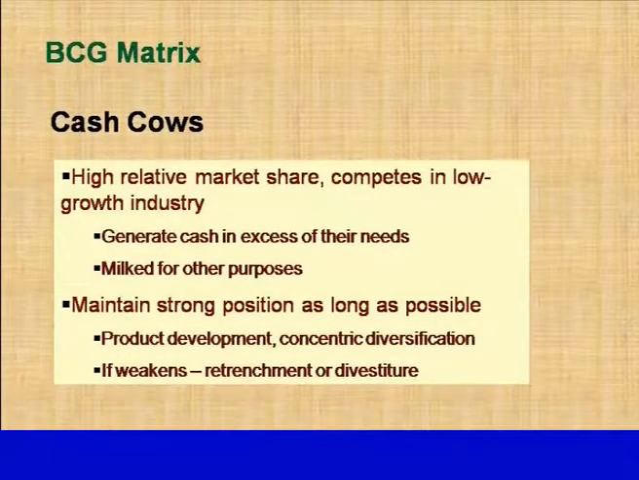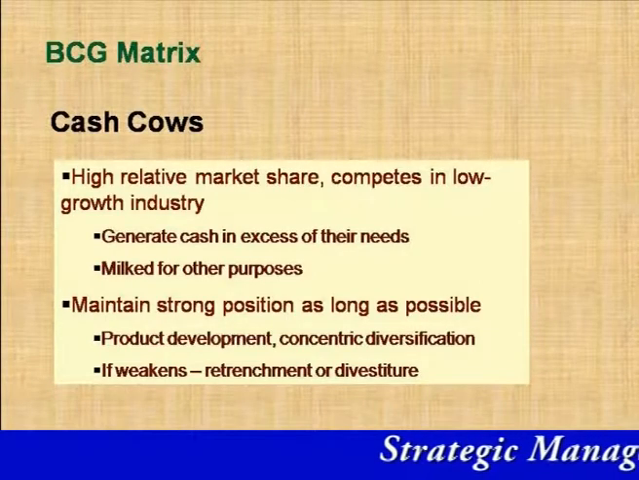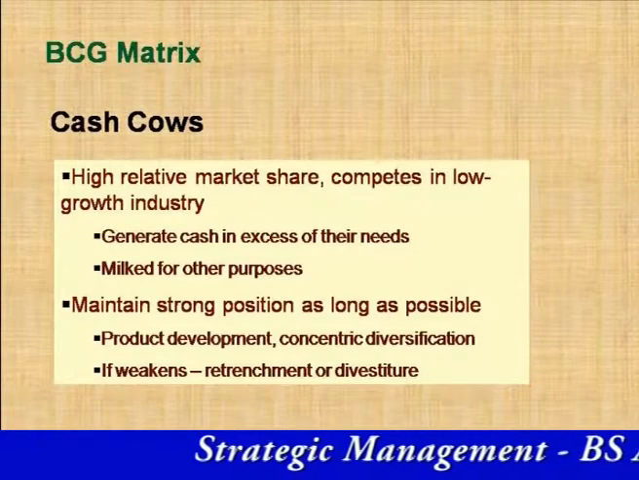Why? Because all the organizations, industries, entrepreneurs, service industries, they look into this thing that whenever that change is coming, we should have our resources allocated for that so that we can adapt to that change, so that we can have enough cash. But the thing is this, how long can you keep this cash? Again, this is where you have to answer yourself. This is where you have to make the strategy. This is where you have to look into the alternates. It maintains a strong position as long as possible. Product development, concentric diversification, and if it weakens, it retrenches or diverges.